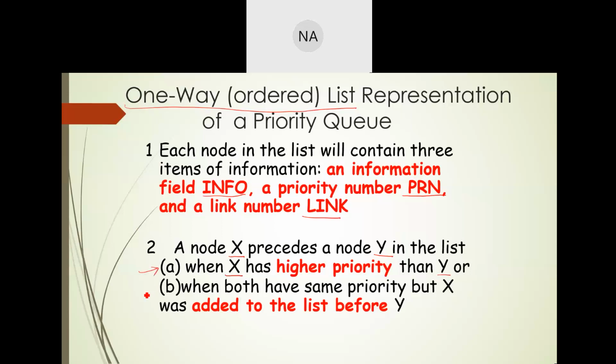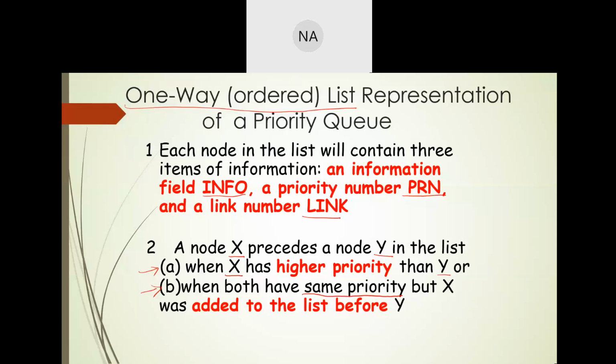Okay, so node X precedes node Y if the priority of node X is higher than the priority of node Y. And when both node X and node Y have the same priority, then we see which element was added first. If node X is added first, X will come before Y. If node Y is added first, then Y will come before X. So when both nodes have the same priority, but X was added to the list before Y, X will precede node Y, right?